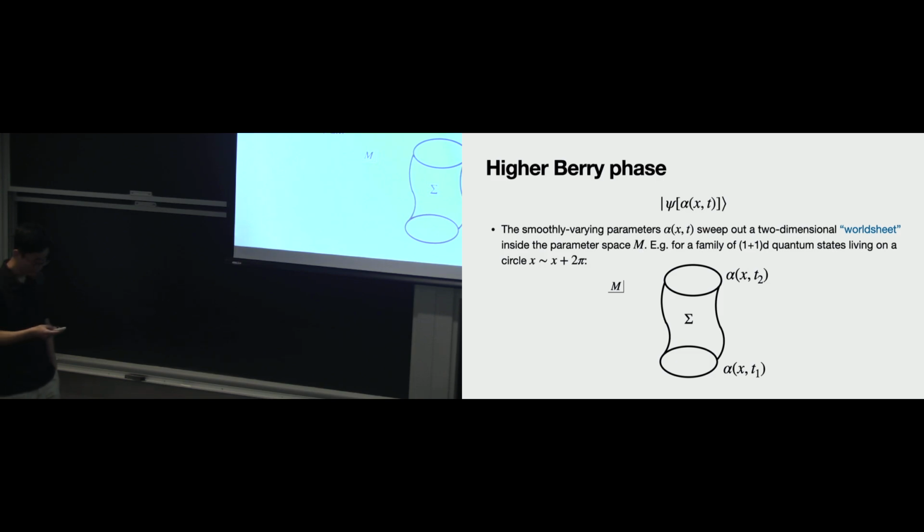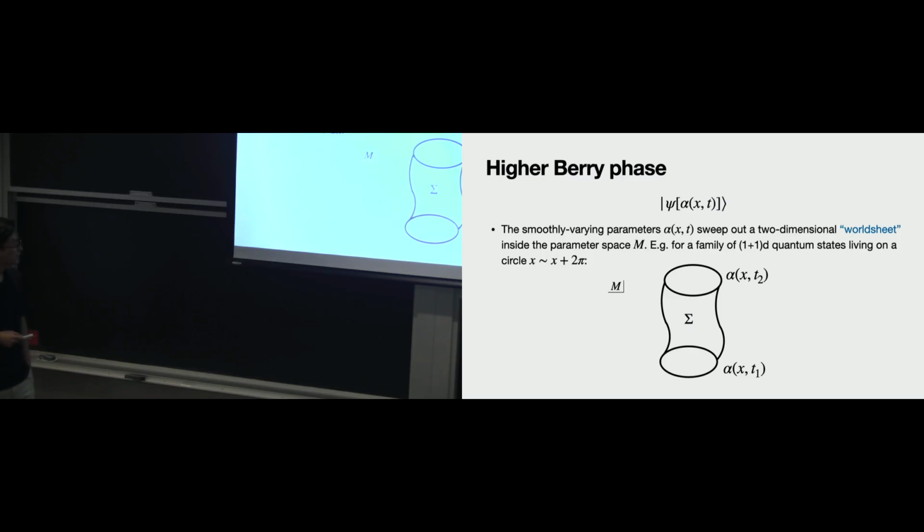Similar to before, there needs to be some assumption about the uniqueness of this ground state. With that assumption, I can have some QFT defined on a circle with coordinate x, which is 2 pi periodic. Now I slowly vary the parameter alpha, both in the time direction and in the spatial direction. This variation of alpha will sweep out a two-dimensional surface inside the parameter space, which I denote as sigma.